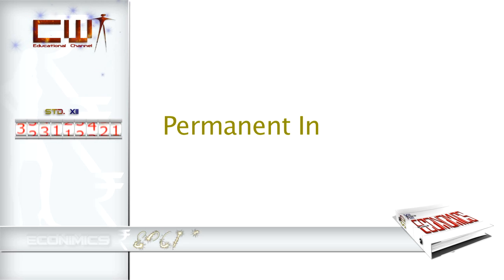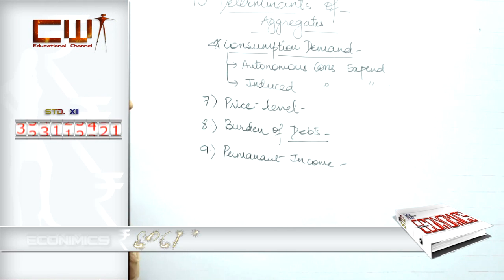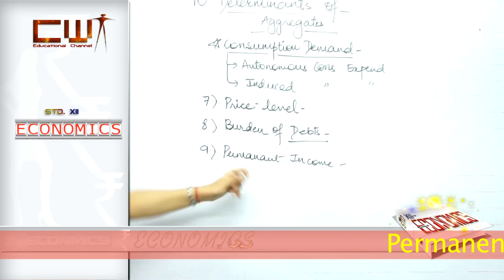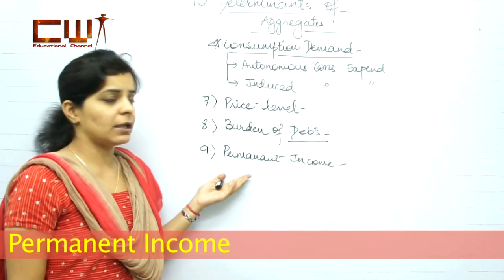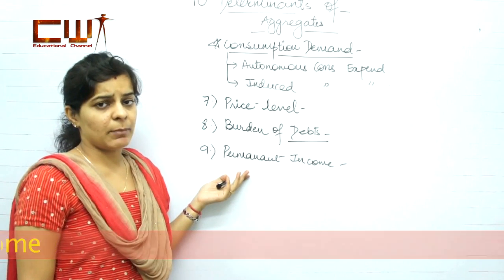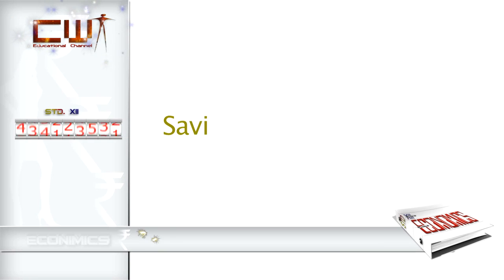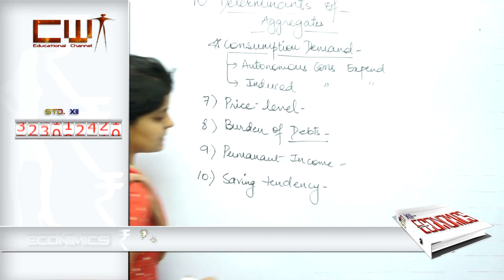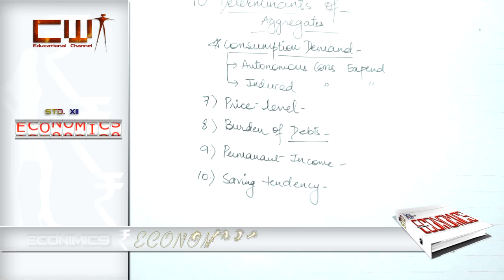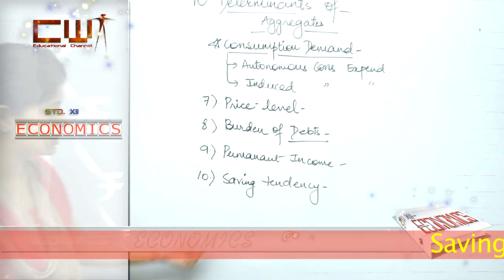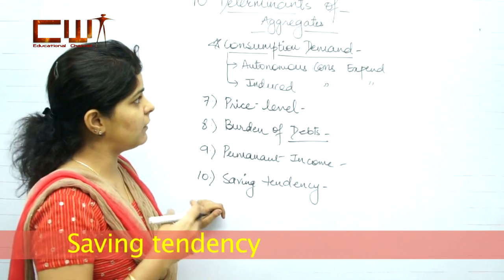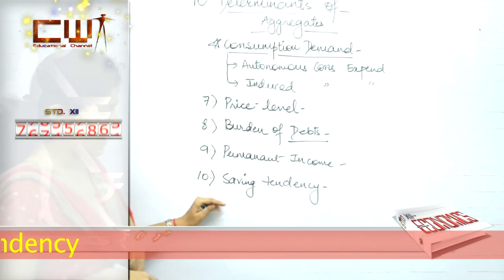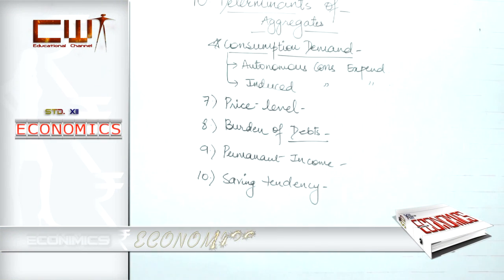Next is permanent income. If your income source is permanent, then your consumption will be more. But if your income source is not permanent, you are not getting income on a permanent basis, your consumption demand will not be high, right? Next is your saving tendency. Saving tendency means people having a saving tendency spend less on consumption. If I say I will save money today, then money will be saved and I will spend less on consumption. So with a high tendency to save money, you will have lesser consumption demand, right?